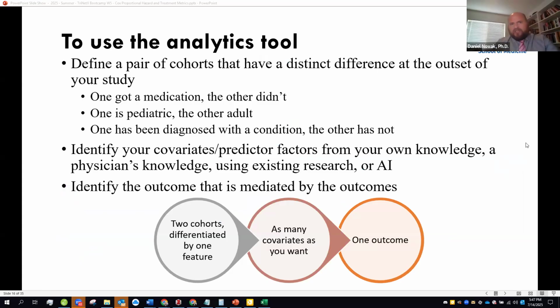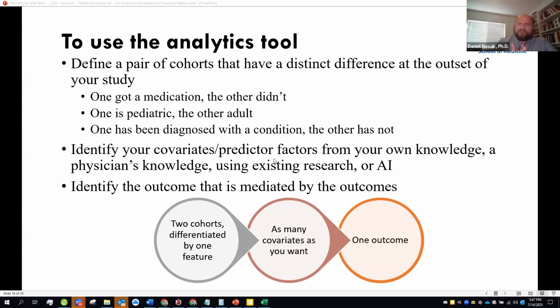Okay. So to use the Cox Proportional Hazards tool, you're going to have to go through a little bit of a process to figure this out. The first is to define a pair of cohorts that have a distinct difference. That is, one got a medication, the other didn't. One is pediatric, the other is adult. One is diagnosed with a condition, the other is not. So you need a real clear defining factor that basically causes a non-overlap between the two cohorts you're looking at. That's really important to have a non-overlapping pair of groups for this analysis to work properly.